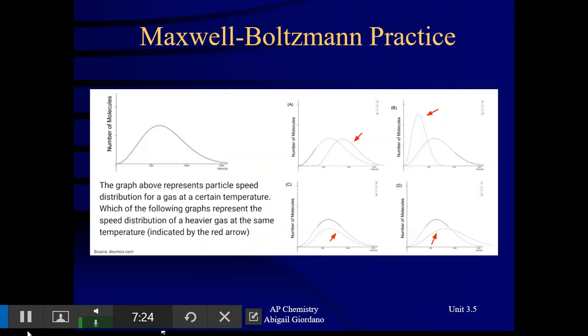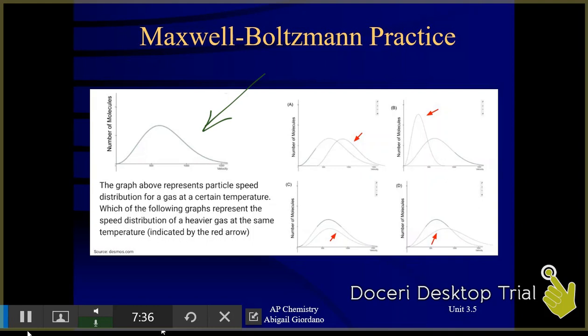So I want us to look at a practice problem here, and I know it's a little bit hard to see, and I apologize for that, but let's talk through this question. It says the graph above, meaning this one, represents particle speed distribution for a gas at a certain temperature. Which of the following graphs represent the speed distribution of a heavier gas but at the same temperature? And we're going to indicate the new graph with the red arrow.